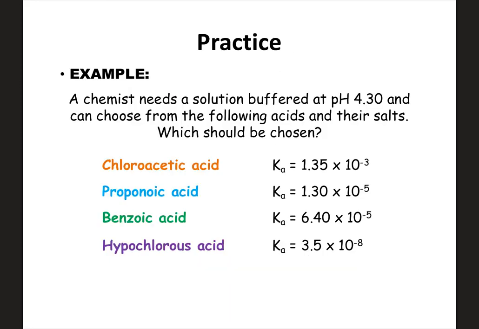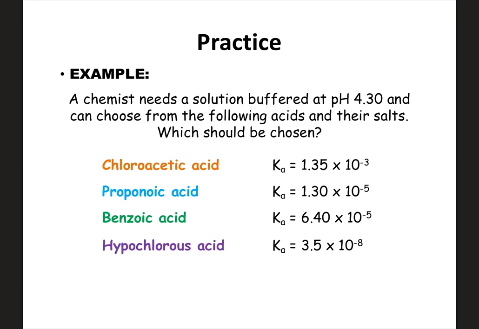Let's look at an example here. This says a chemist needs a solution buffered at 4.30 and can choose from the following acids and their salts, which should be chosen. So we're given 4 acids and their Ka values. So we want to know which of these we should use. All right, let me give you a hint here. Find the pKa values of each of these acids. If you remember, we know that when you have a pH equal to the pKa, you're going to have here an ideal buffer.